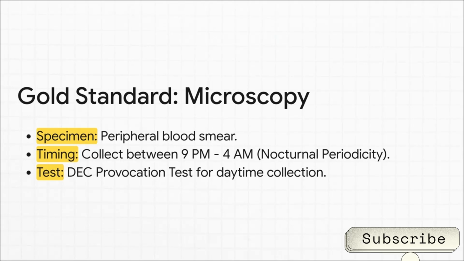The gold standard, the absolute best test, is demonstrating the microfilaria on a peripheral blood smear. But, and this is the part you absolutely cannot forget, timing is everything. Because of the parasite's nocturnal periodicity, it comes out at night to match the mosquito's feeding time, you have to collect the blood sample between about 9 p.m. and 4 a.m. That's when you'll get the best yield. Now, if you can't do that, you can use something called the DEC provocation test, which basically forces the microfilaria out into the bloodstream during the day.